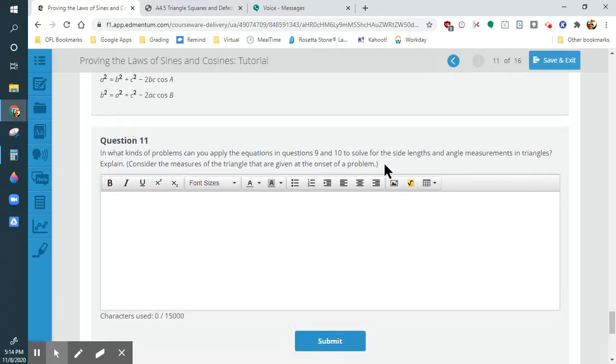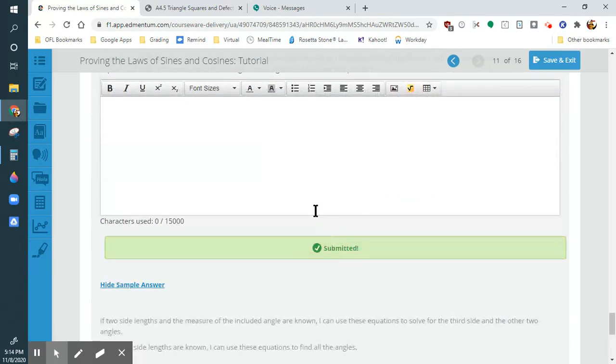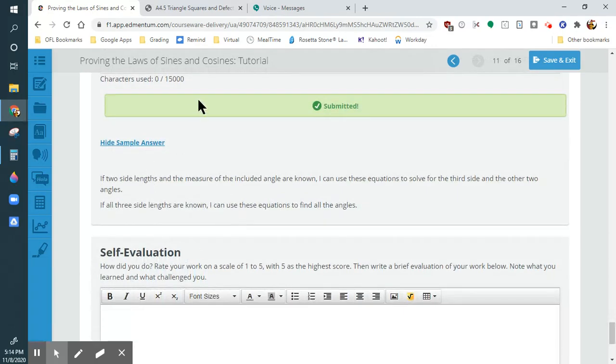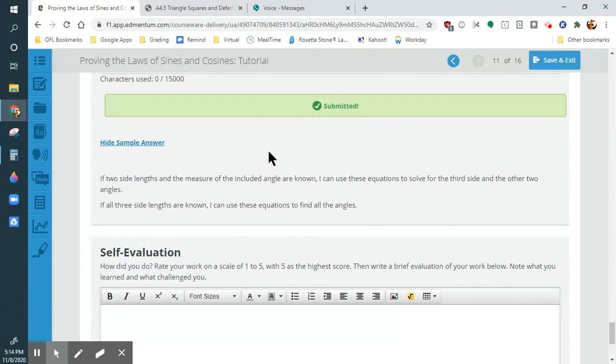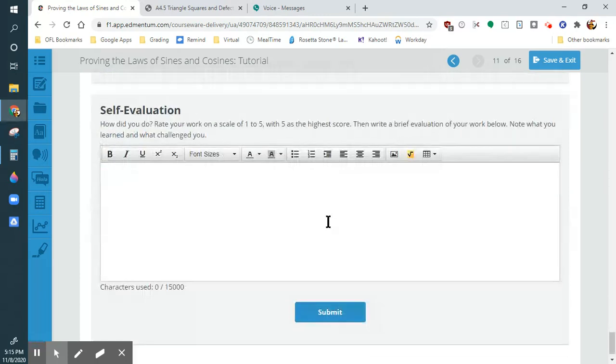Now all kinds of problems can be solved using this. So if we look at that, what I mentioned before is what they're talking about here. If you have two sides and an angle, you can solve for the third side. If you have all three sides, you can solve for any one of the angles in there.